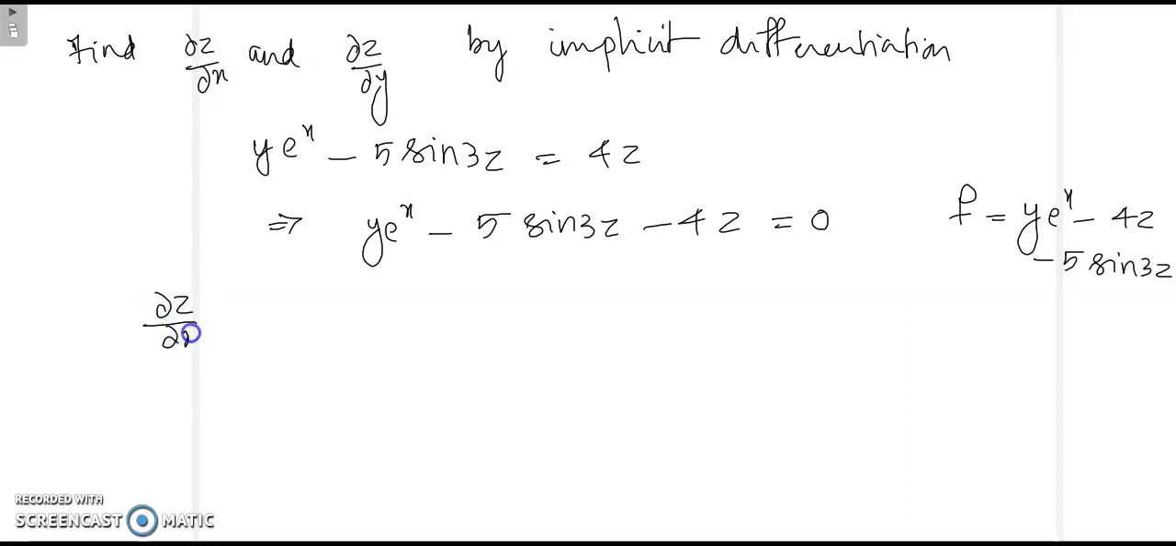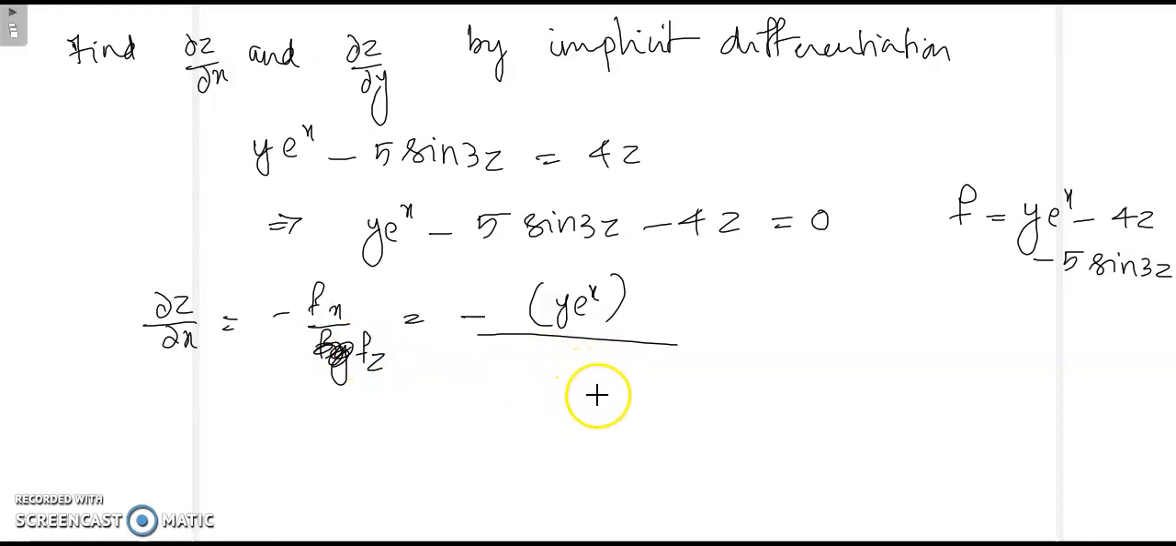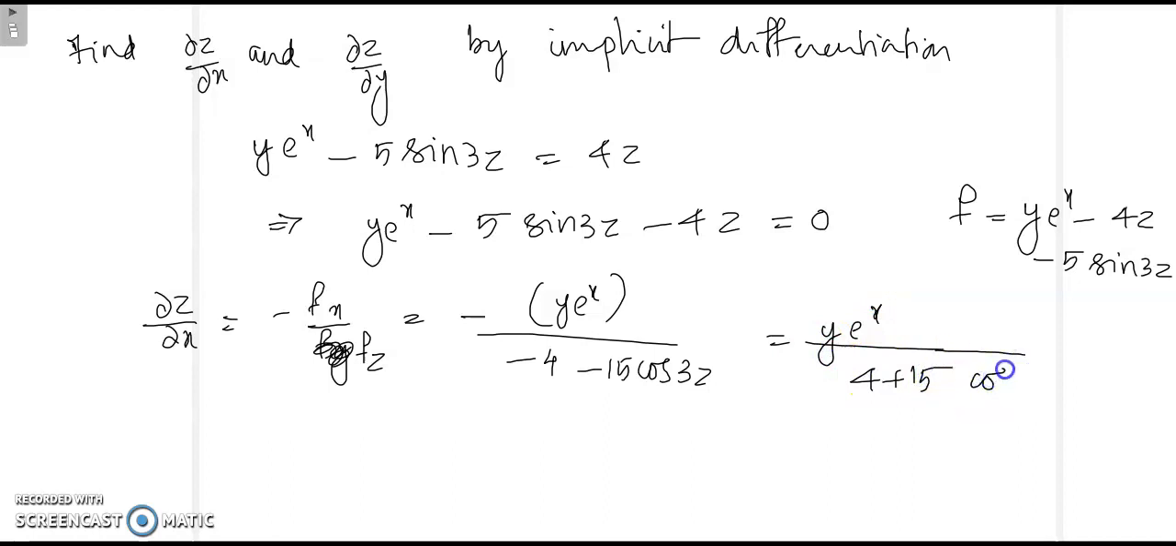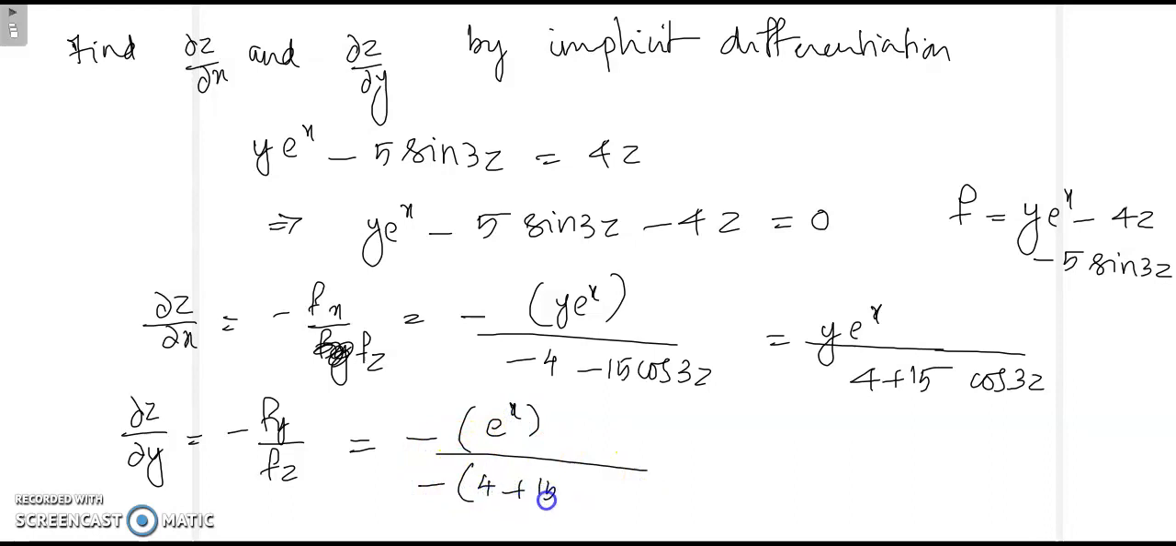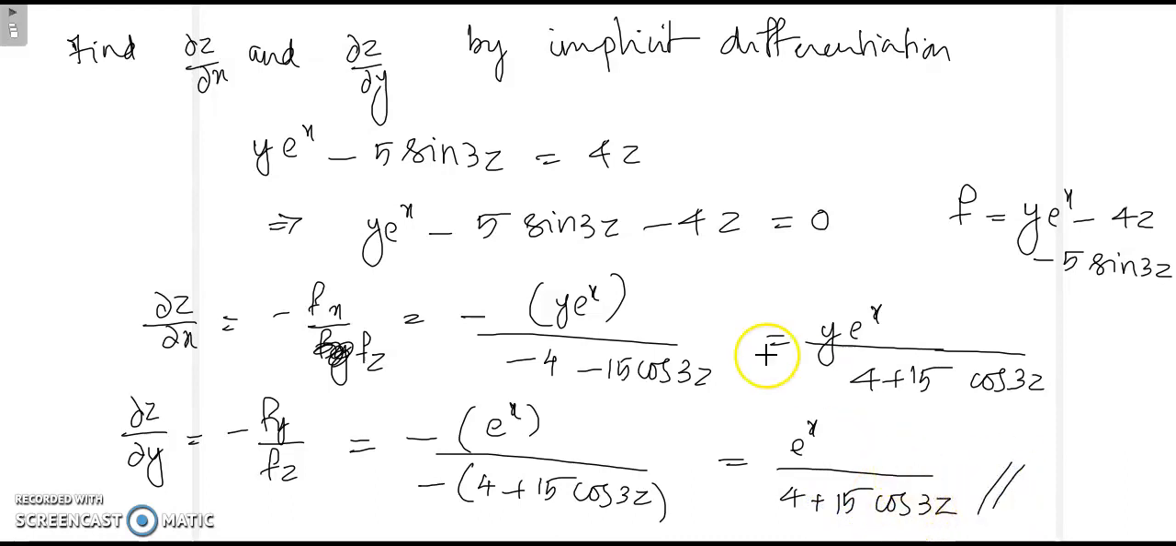So dou z by dou x will be minus fx by fz. So fx is y raised to x, and the denominator fz is minus 4 minus 15 cos 3z. So you'll get y raised to x by 4 plus 15 cos 3z. So that is the value of dou z by dou x. Then dou z by dou y will be minus fy by fz. So that will be minus fy, which is e raised to x, by minus 4 plus 15 cos 3z. So that will be e raised to x by 4 plus 15 cos 3z. So those are the required partial derivatives.